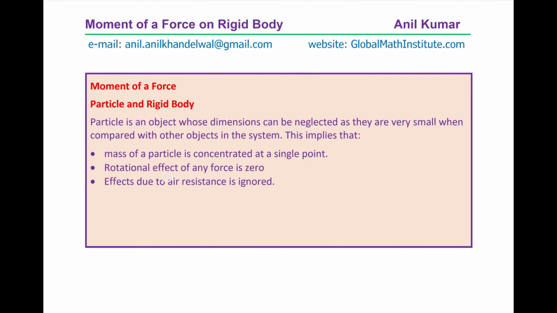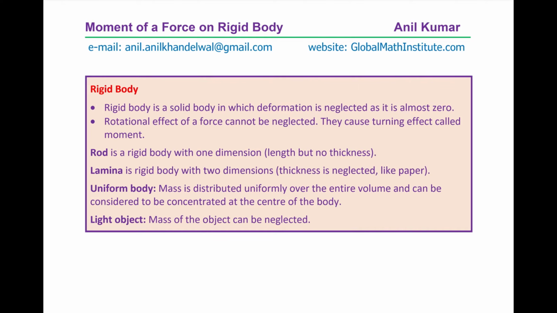In a particle, we also neglect the rotational effect of any force. We say the rotational effect of any force is zero. And of course, effects due to air resistance are also ignored. But when we talk about rigid bodies, a rigid body is a solid body in which deformation is neglected as it is almost zero. That is to say that the rigid body will not bend or get deformed. Now, in rigid bodies, the rotational effect cannot be neglected. So, the rotational effect of a force cannot be neglected. They cause a turning effect, which is called a moment, and that is what we have.